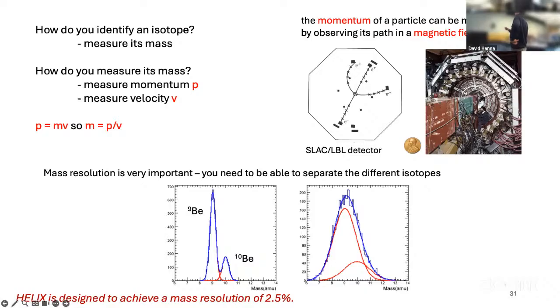Here's a famous picture of an event in the SLAC LBL detector where they won the Nobel Prize 50 years ago for discovering a particle called the psi. They love to show this one because it's actually signed its own name. It's the psi. And so HELIX is designed to have a mass resolution of 2.5%, so we can make these resolved measurements.